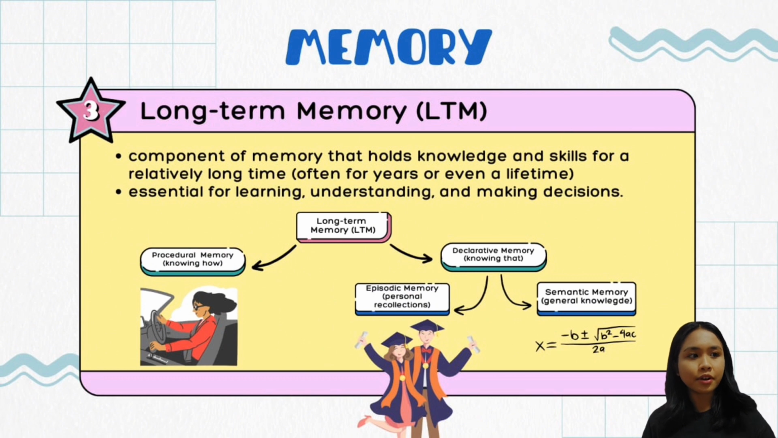For example, the graduation event. Semantic memory is about the memory that stores our general knowledge. For example, we know the basic mathematical formula.